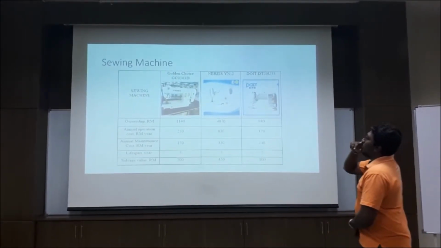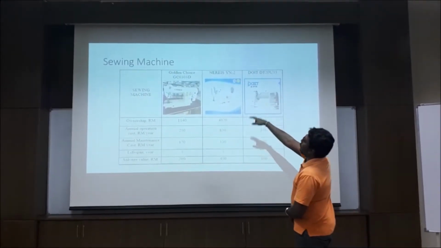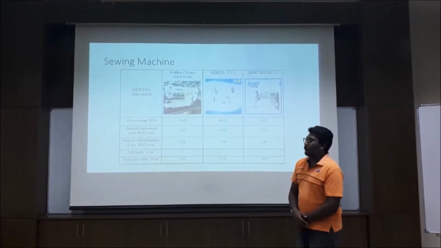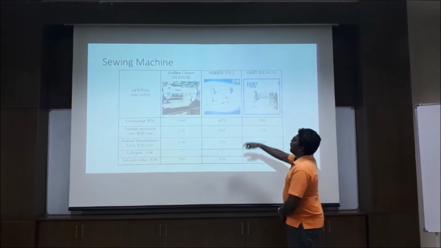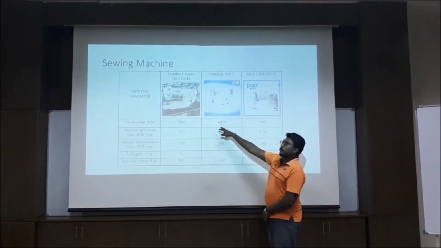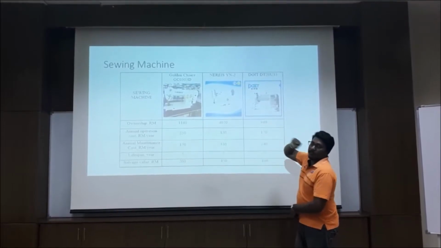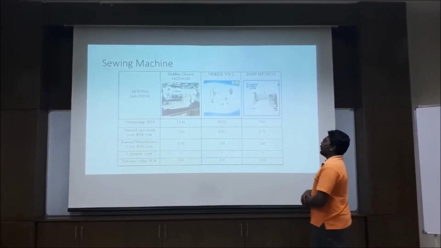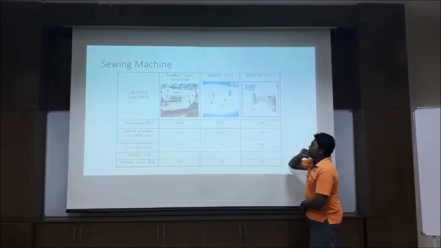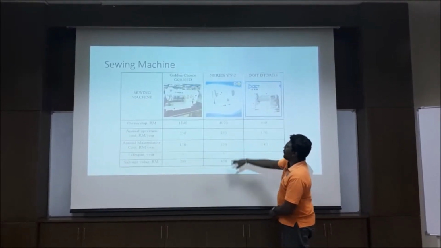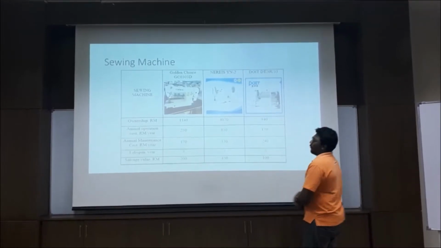And for the sewing machine, you can see there are Golden Choice, Narcissus and Duit. The sewing machines are not so expensive. Narcissus is nearly 4,000. Duit is the cheapest one for leather, which can sew a thickness of 13 mm, at 940. The salvage value is highest for the Narcissus, and the lifespan is the same for everything.